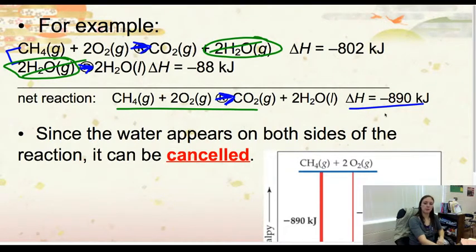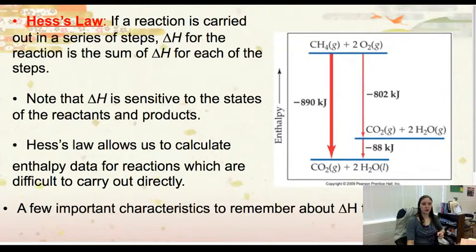So then that bottom number here, that negative 890, is usually the number that I am solving for that I don't know. I take these 2 steps that I know the delta H values for, and I solve and figure out this bottom delta H value. And that is what we call Hess's Law. If I have a reaction that's carried out in a series of steps, the delta H for the reaction is the sum of the delta H for the steps. Now again, be careful with the delta H. It's sensitive to the states of matter you're in.